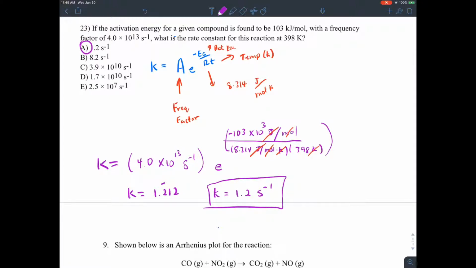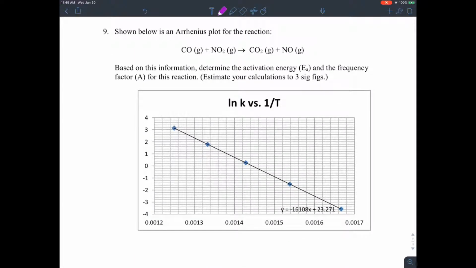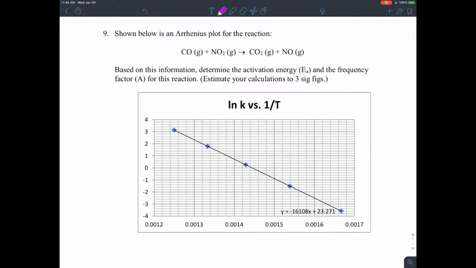But this does get a little different when we're linearizing this equation. What I mean by that is getting the natural log and making it look like the form of y equals mx plus b, which is what we're doing in the next question. Let's go to that right now. Shown below is an Arrhenius plot for the reaction that we see here. Based on this information, determine the activation energy and the frequency factor for this reaction. Estimate your calculation to 3 significant figures.